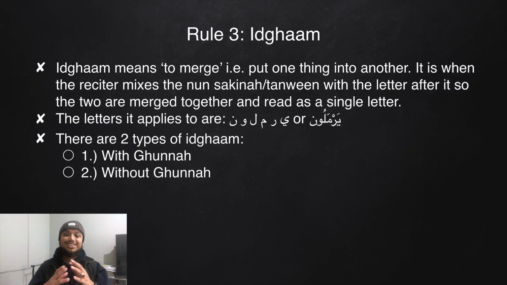So to repeat, Idgham means to merge. Whenever a Noon Sakina or a Tanween is followed by one of these 6 letters, Yarmaloon, Ya, Ra, Lam, Mim, Waw, or Noon, then we do Idgham. We will mix the Noon Sakina or the Tanween with the Ya, Ra, Lam, Mim, Waw, or Noon and merge them together and read them as one single letter. And there are 2 ways to do Idgham: one is with Ghunnah and one is without Ghunnah.